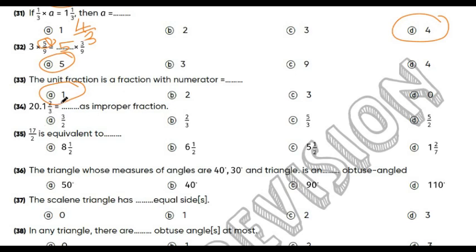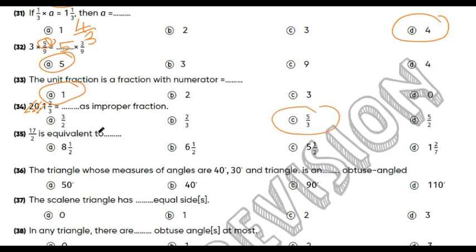We want to solve this as an improper fraction. 1 and 2 over 3. 1 times 3 equals 3. 3 plus 2 equals 5, so it is 5 over 3.